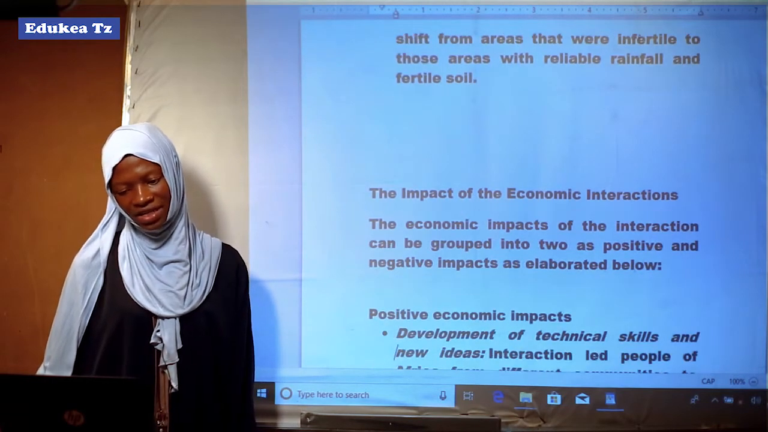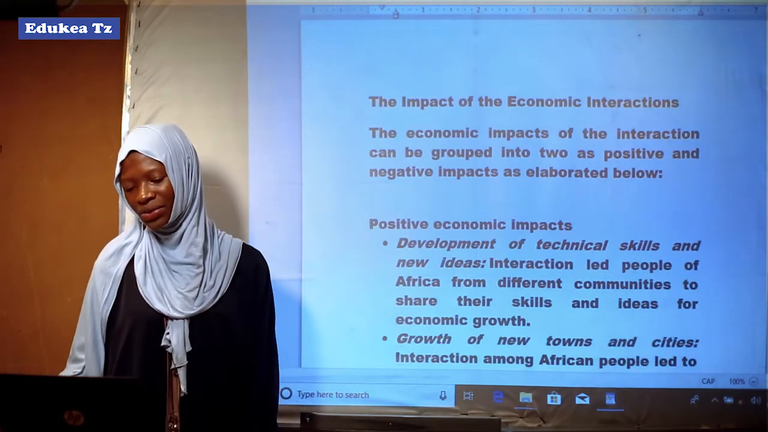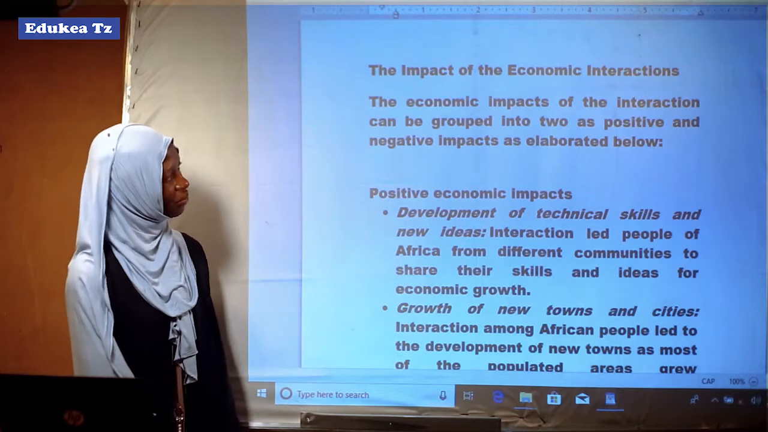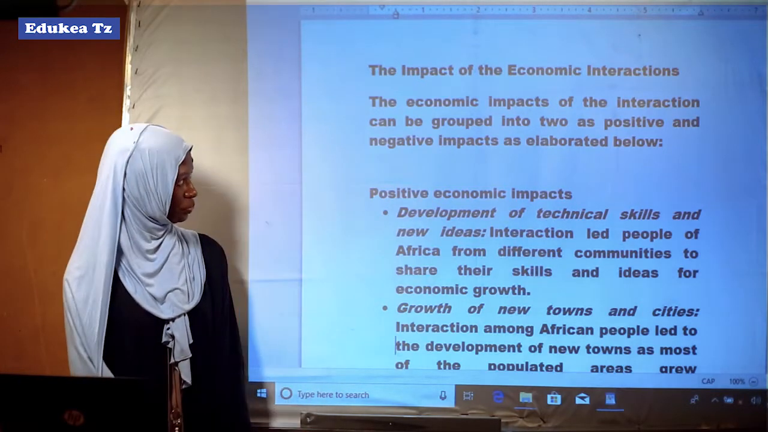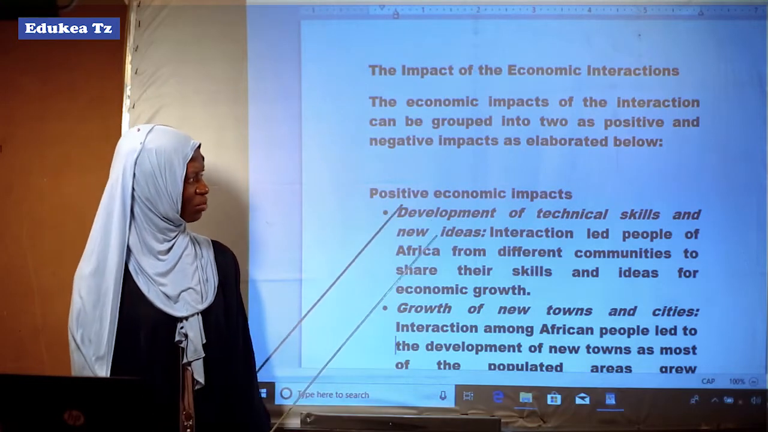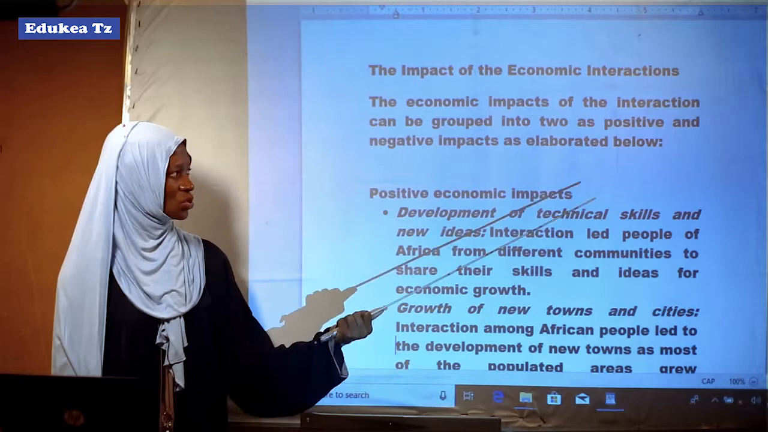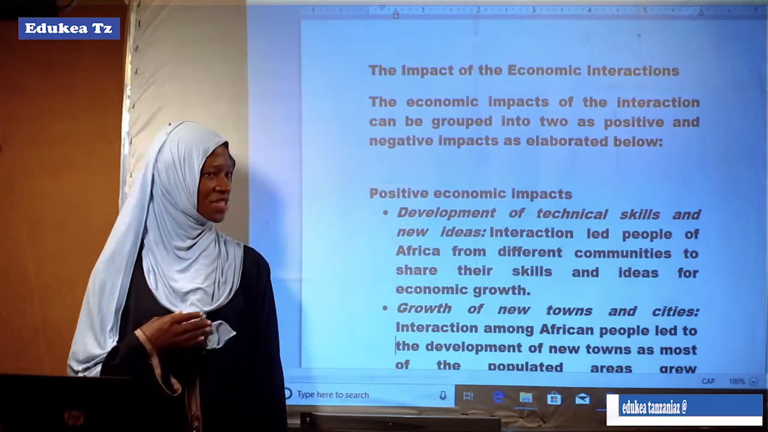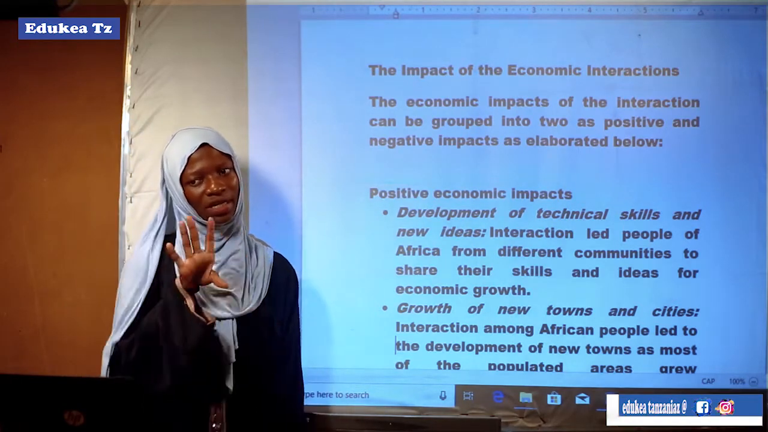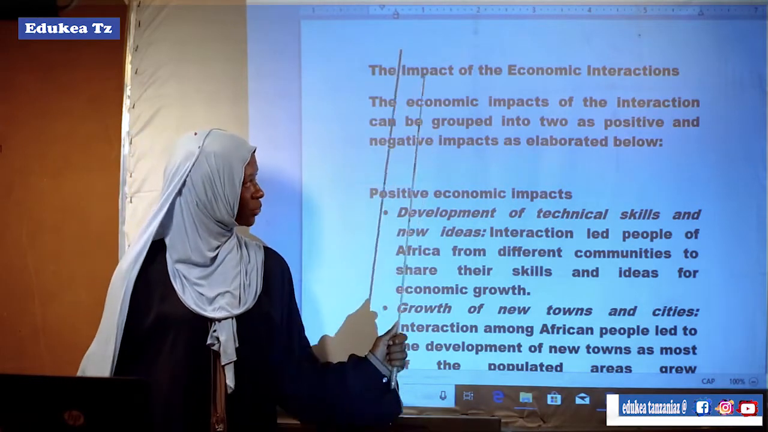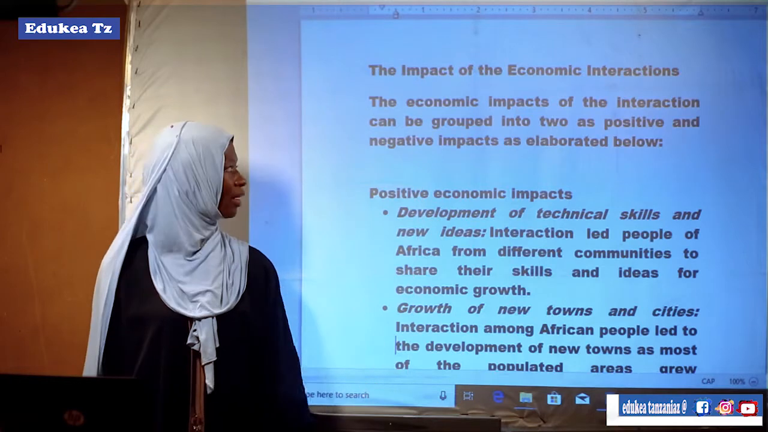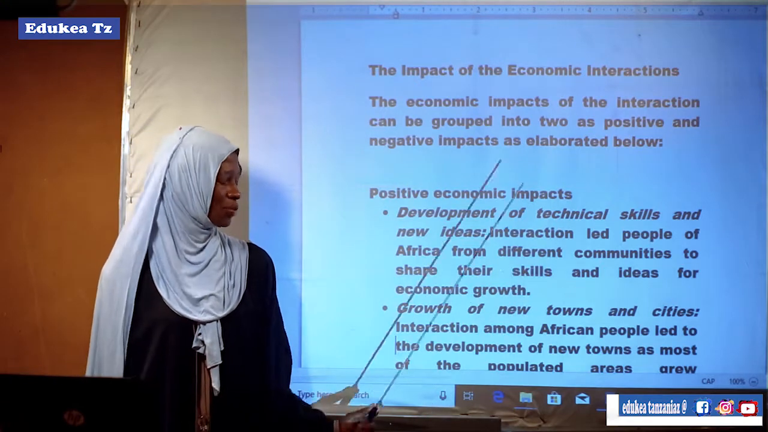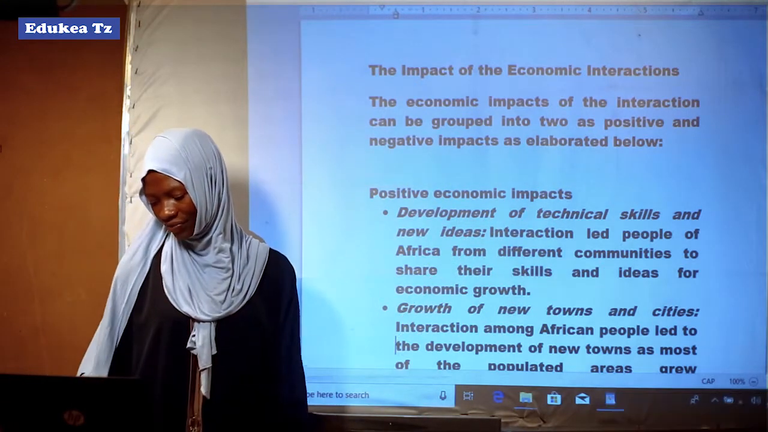After seeing the factors that made people of Africa undergo interaction, now let's see the impact of economic interaction. By introduction, we can say that the economic impact of interaction can be grouped into two: positive and negative. As we know, everything that happens has a negative impact and a positive impact. So also the interaction of people in Africa had two sides of impact, positive and negative.